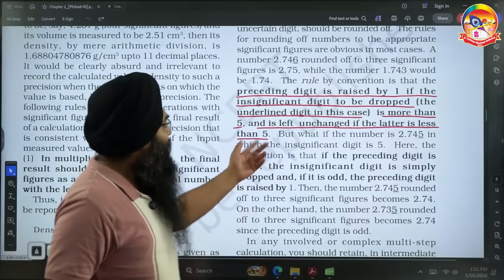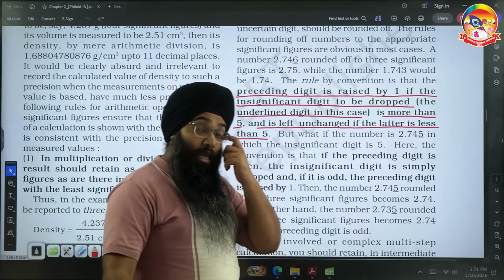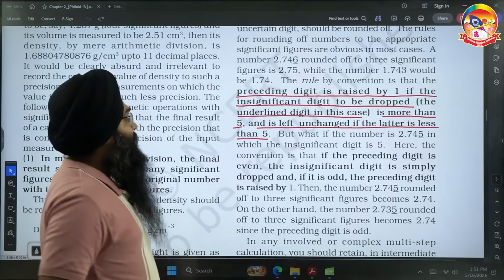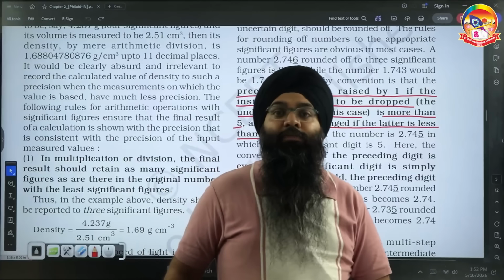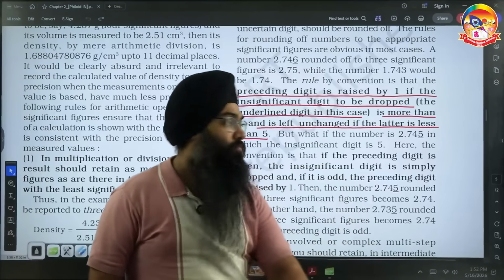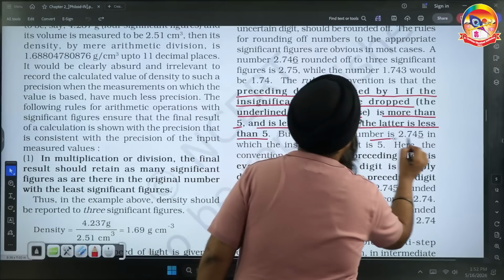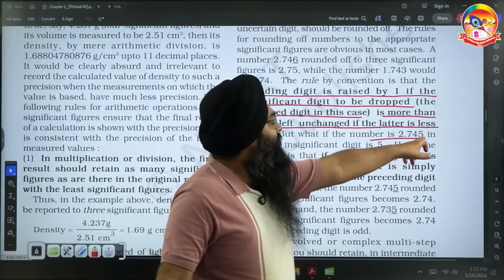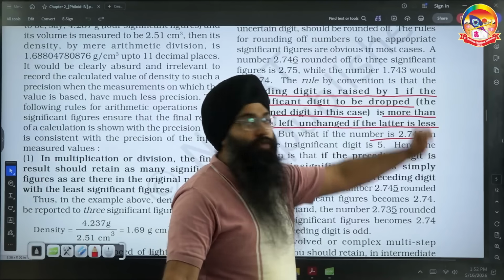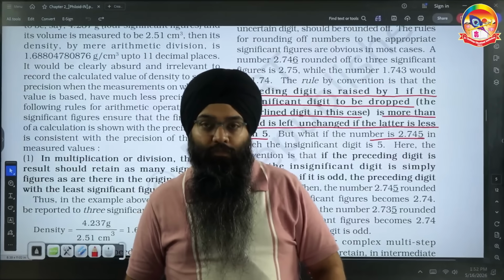If the digit being dropped is more than 5, then the preceding digit will be raised by 1. But let us suppose the digit being dropped is exactly 5. They have said that if the number is 2.745 and the insignificant digit you have to drop is 5, now what will you do?